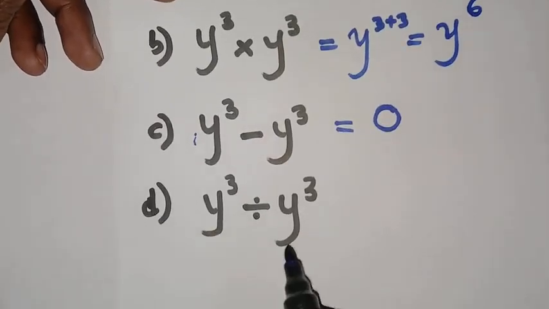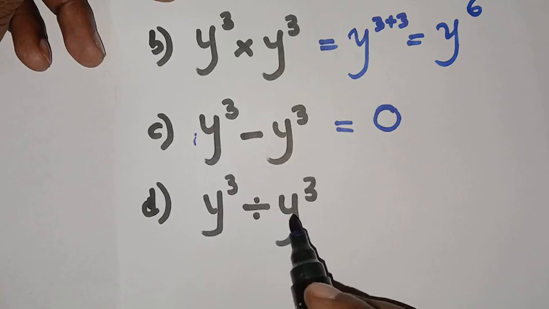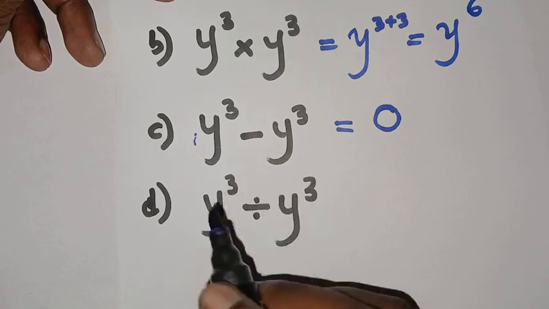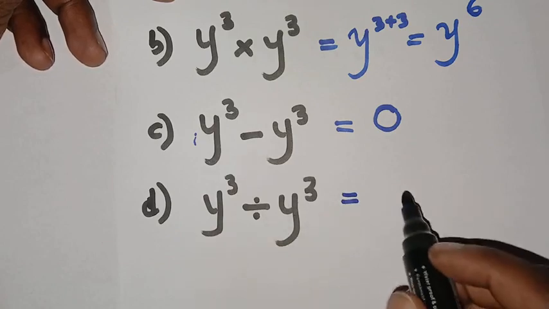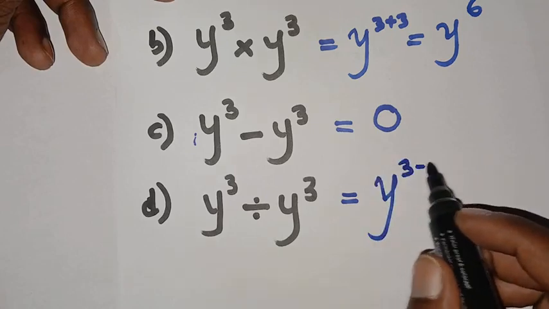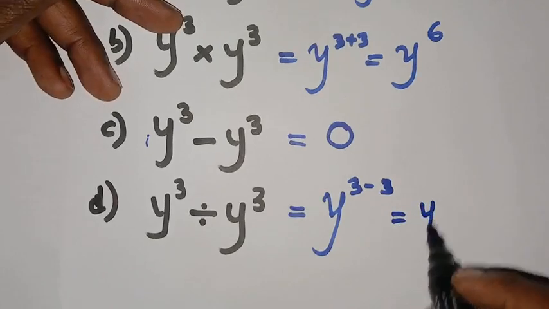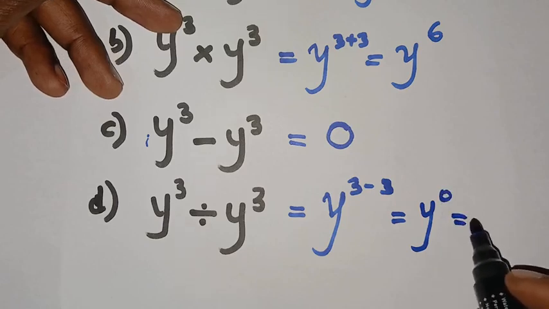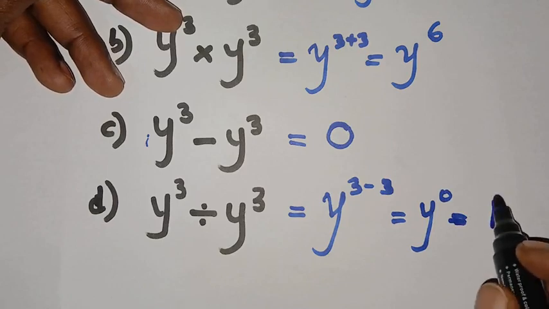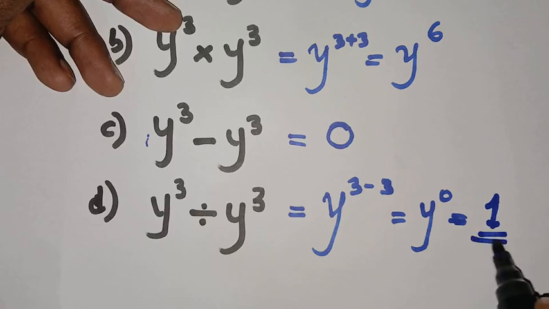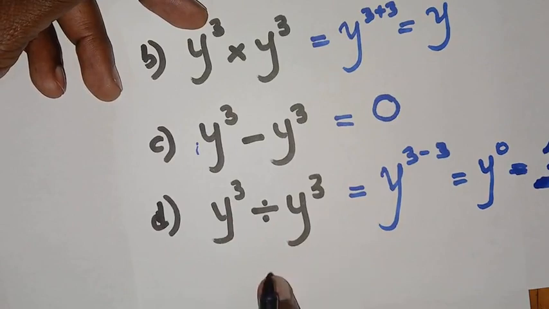Okay? And then in the case of this one, when we are dividing, again, when we are dividing powers of the same base, what happens to the indices? We subtract the indices. So this is going to be y 3 minus 3. And this will end up as what? Y to the power 0. And you know that any base raised to 0, except 0 itself, this is going to end up as what? 1. All right. So in other words, y cubed divided by y cubed, you have 1.